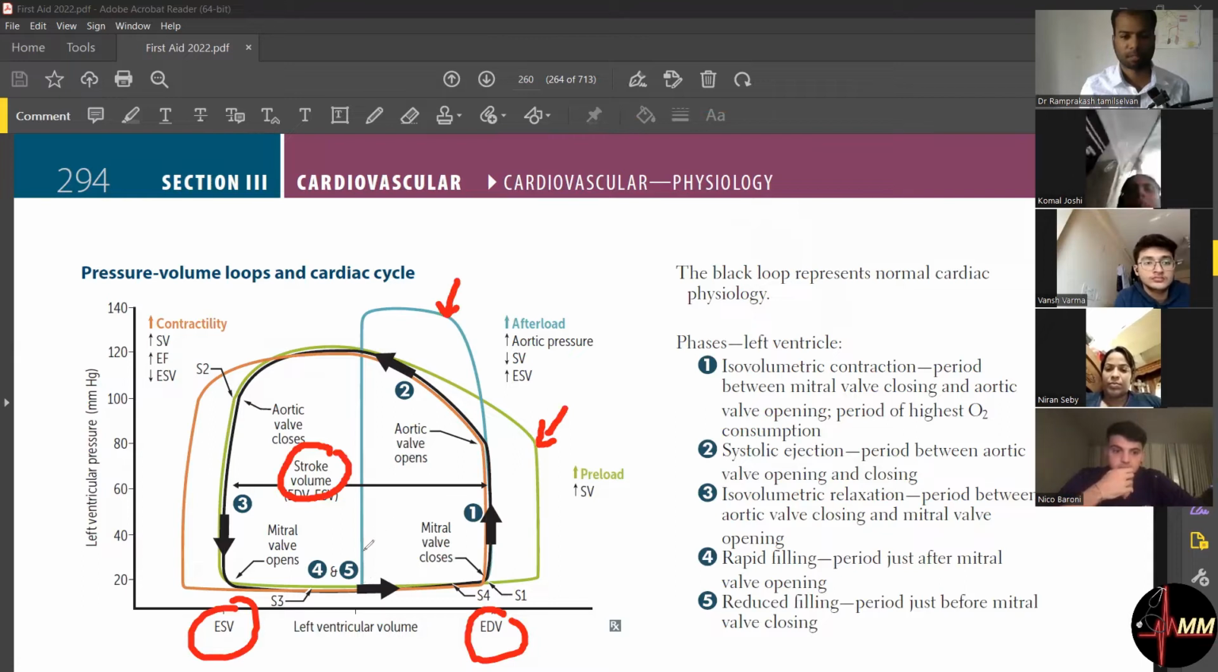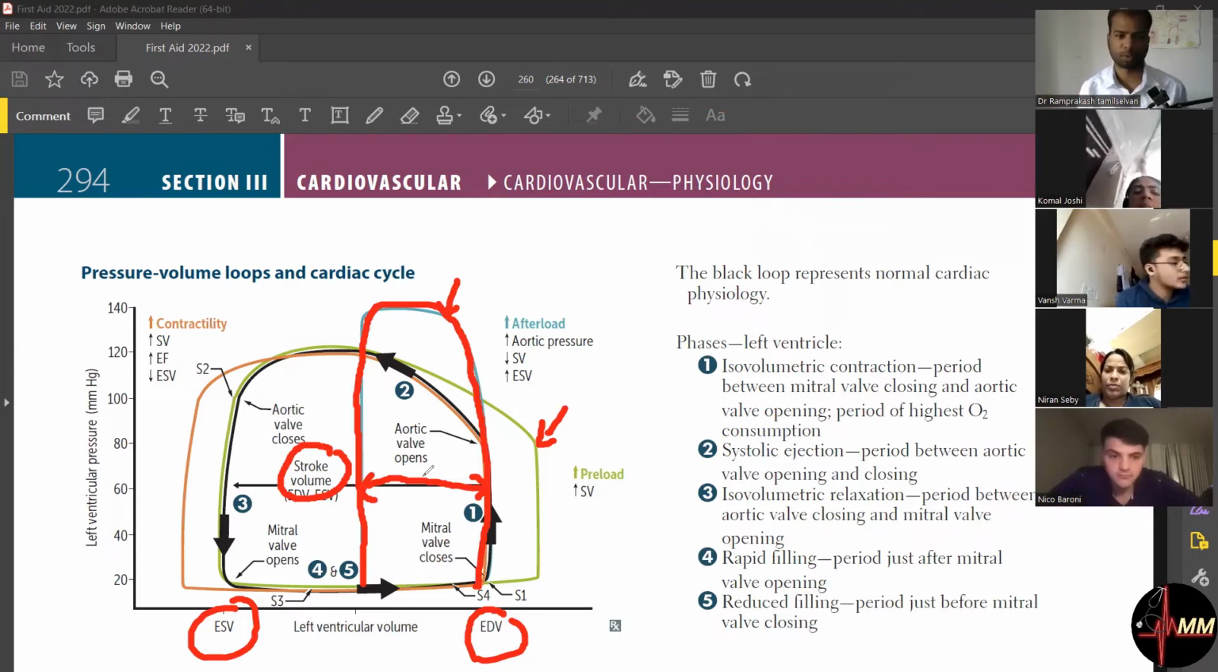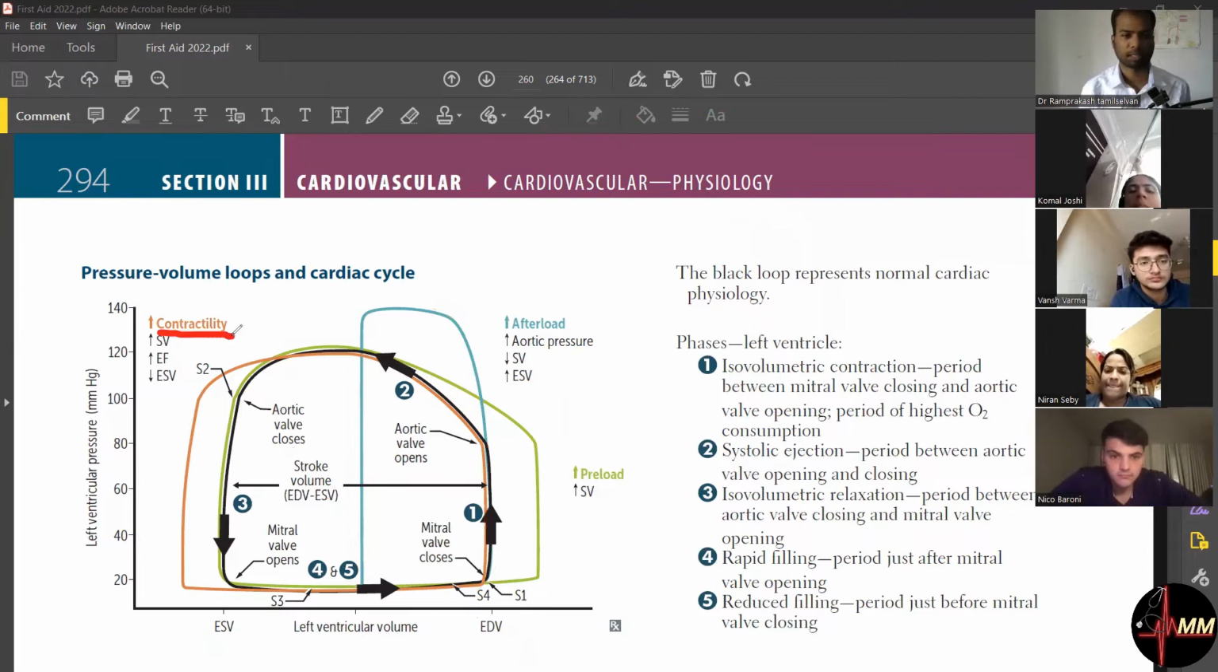For example, this is a pathology. I'm coming back to the pathology later. Here you can see the stroke volume is low. A narrow curve means low stroke volume. And one more point you have to be very sure about is contractility.